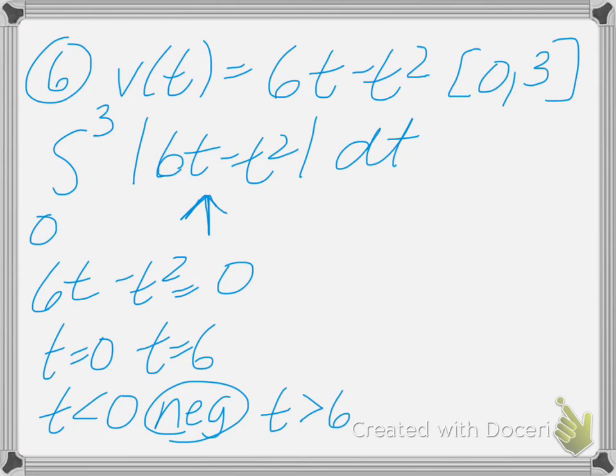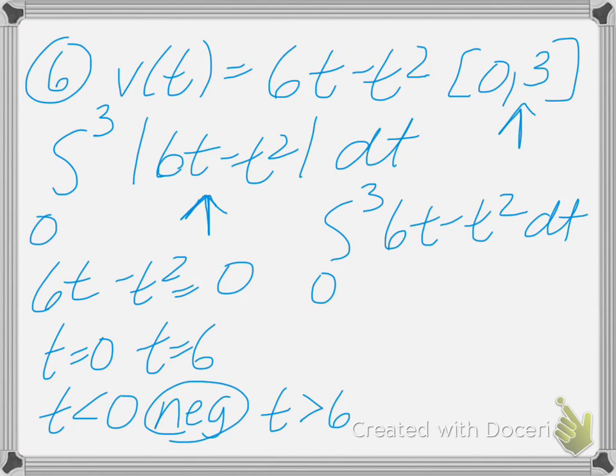But here's the good news, that the interval that you were given is from 0 to 3. So it's only negative if it's less than 0, so we don't care about less than 0. And it's only negative if it's greater than 6. So that means we don't have to worry about it being negative at all, and the whole thing is just positive. So you can just rewrite it without the absolute value signs.